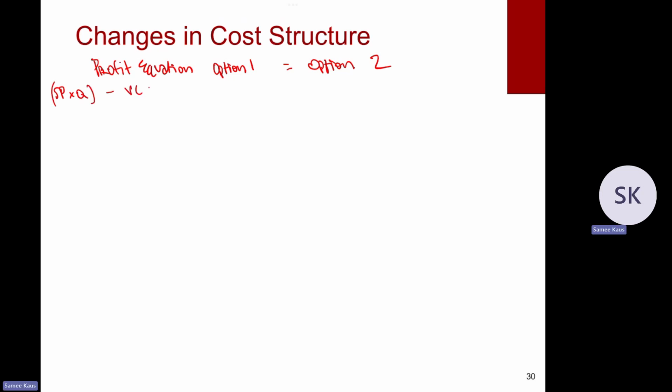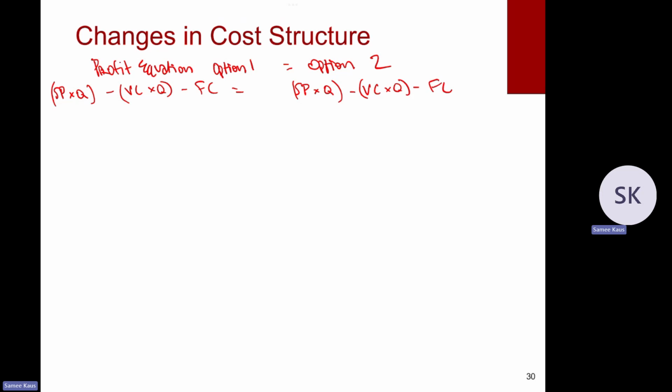What is my variable cost times my quantity? What's my fixed cost? And now the point of indifference, where I really don't care whether I choose option 1 or option 2, is going to be where that equals, under option 2, my sales price times my quantity, less my variable cost times my quantity, less my total fixed costs here.